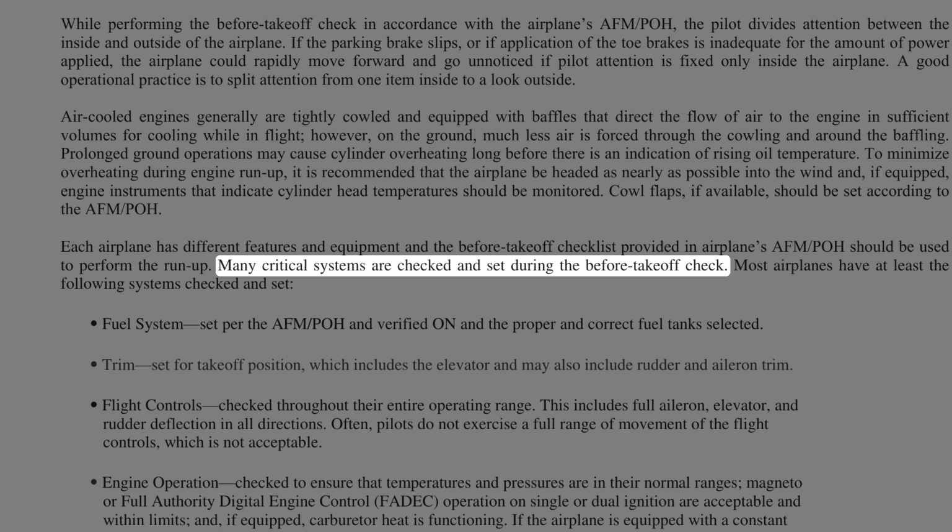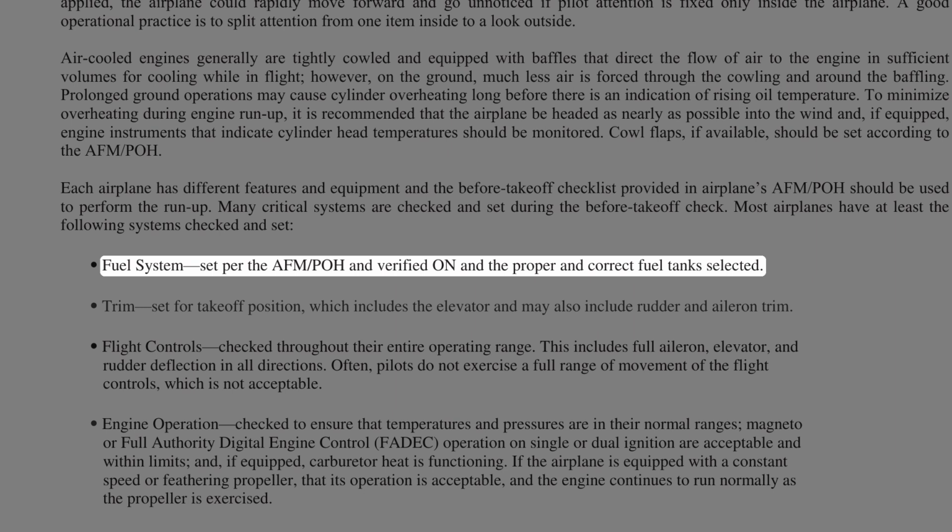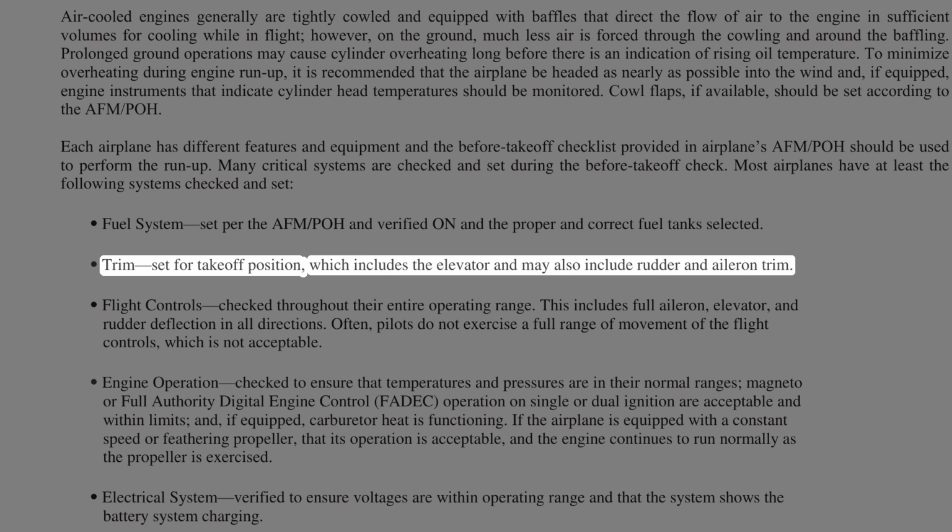Many critical systems are checked and set during the before-takeoff check. Most airplanes have at least the following systems checked and set: fuel system, set per the AFM, POH and verified on and the proper and correct fuel tanks selected. Trim, set for takeoff position, which includes the elevator and may also include rudder and aileron trim.